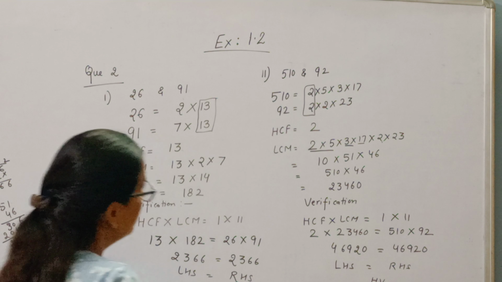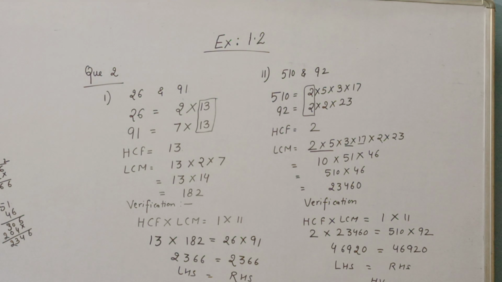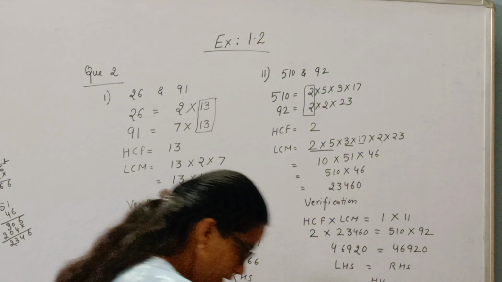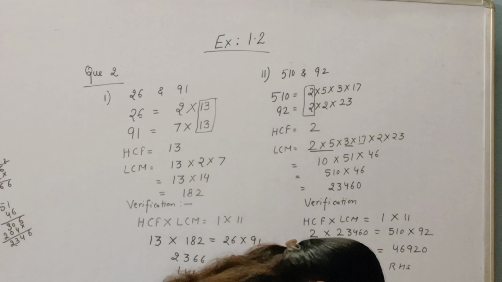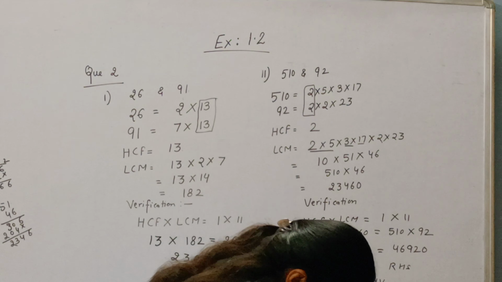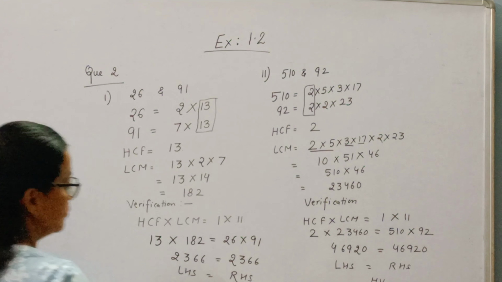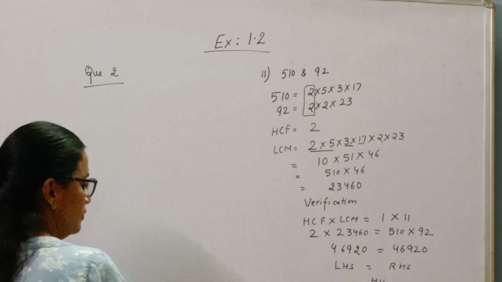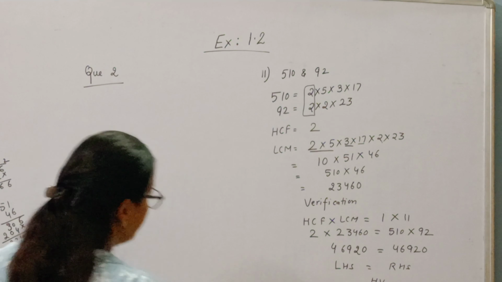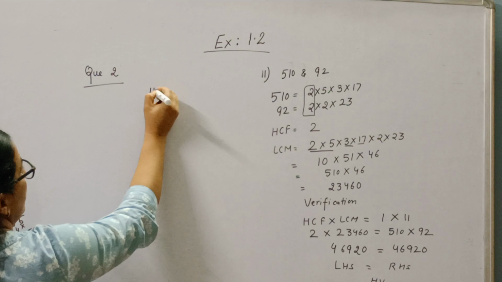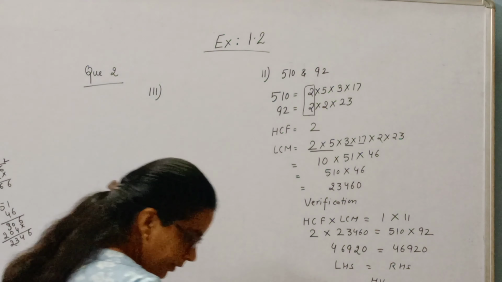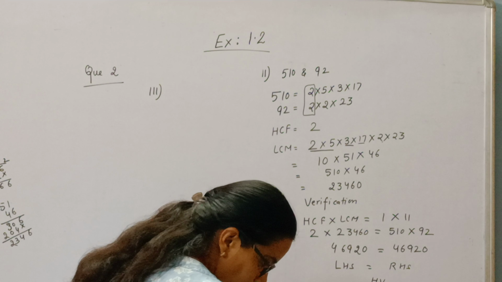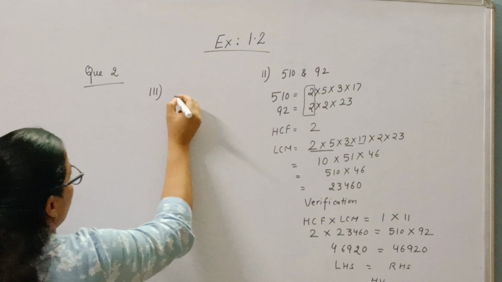Next is part number 3. In the same way we have to do part number 3. For this I have to remove part number 1. Okay, let's first remove part number 1. Part number 3 is 336 and 54.